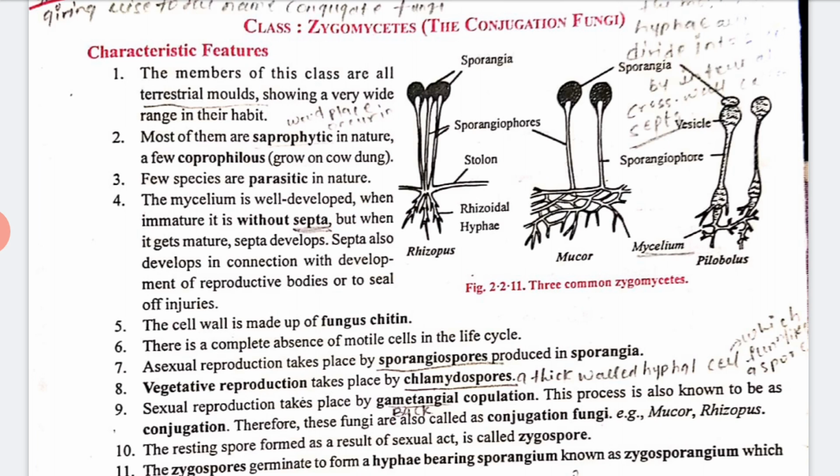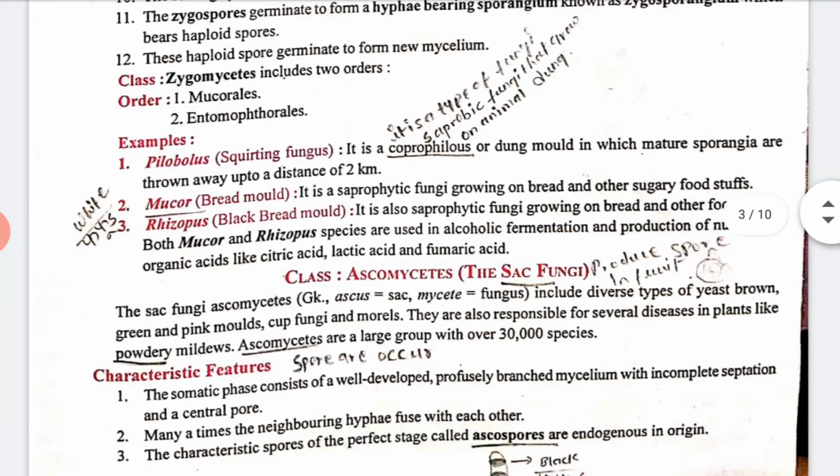The mycelium is well developed, and when immature it is without septa. Okay, so what is a septum? In most fungi, hyphae are divided into cells by internal cross walls, and that wall is called a septum. Clear? Yes, the cell wall is made up of fungal chitin, I already told you. Now next, in this class also we have many examples, you can see.